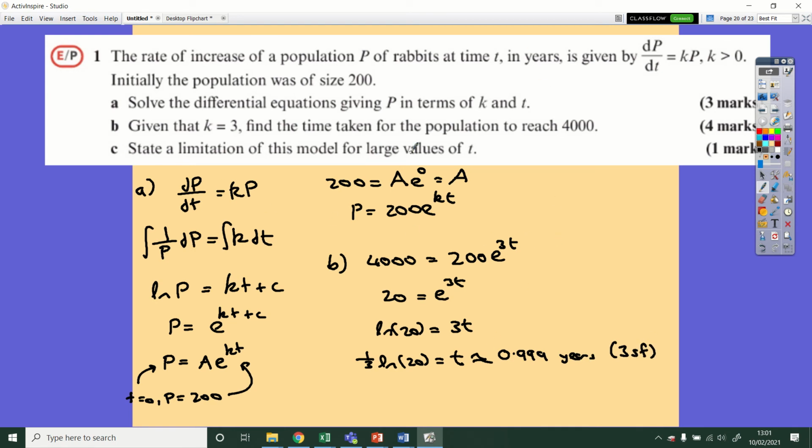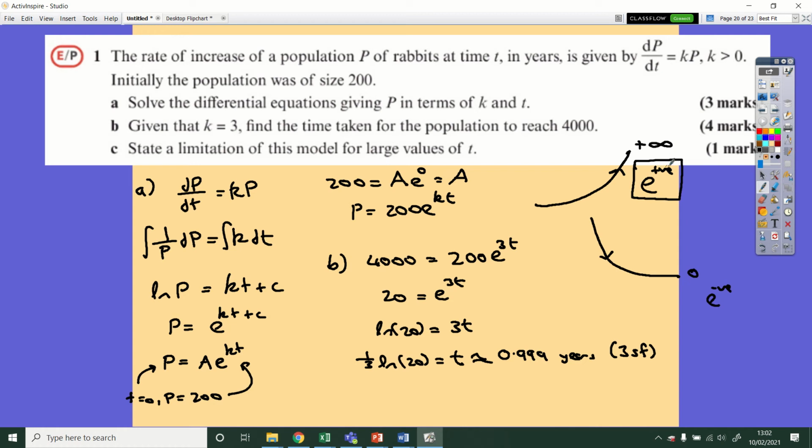State a limitation of this model for large values of t. This is quite a common end to a question in that it's asking you to consider what happens when t gets very large. So what's either going to happen is that your population is going to get very big and go off to infinity. And that's going to happen if it's e to a positive power. But if this power is negative, then your population is going to die off towards 0. So this will happen, it will go towards 0 when you've got e to a negative power. Okay, so it's worth distinguishing between those two cases.